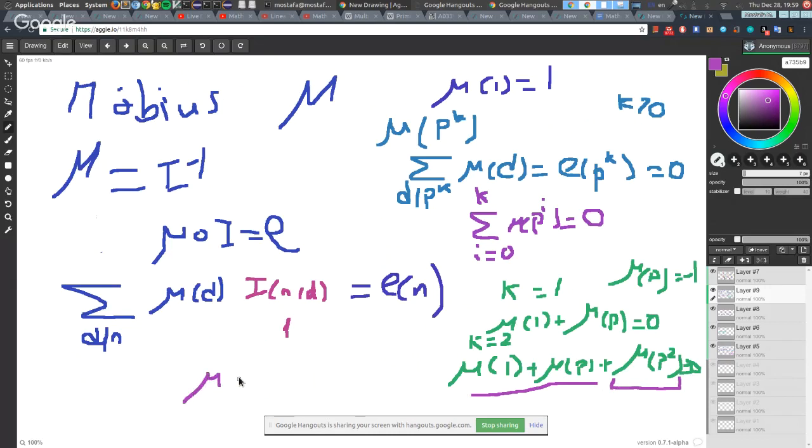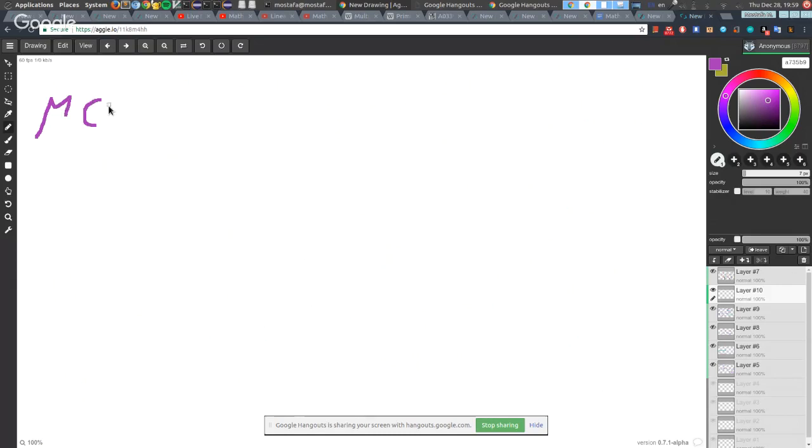So we can generalize this, using the same method. We'll always have that mu of p to the power of k is equal to 0 if k is greater than 1. If k is equal to 1, then mu of p is equal to negative 1. And if k is equal to 0, then we have the base case, mu of 1 is equal to 1. And since it's a multiplicative function, we can compute it for a general n. Here the powers will all be 1.